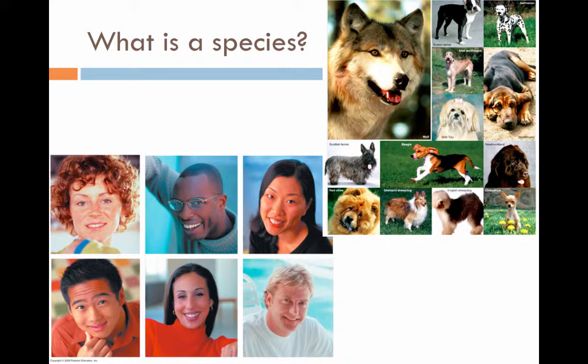What about all these dogs? Are they the same species? They all kind of look alike. They all pretty much act alike, and they could potentially all interbreed and produce fertile offspring. They can have sex and have baby dogs. Therefore, they are all the same species.